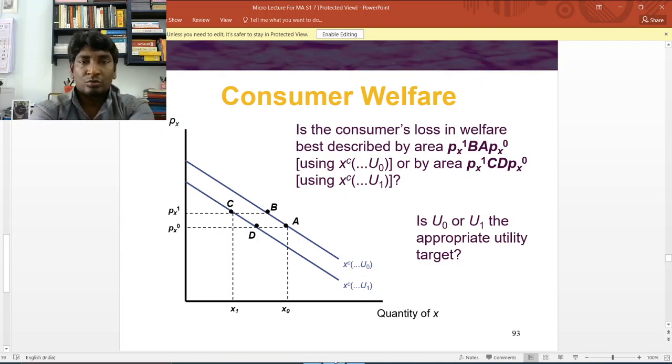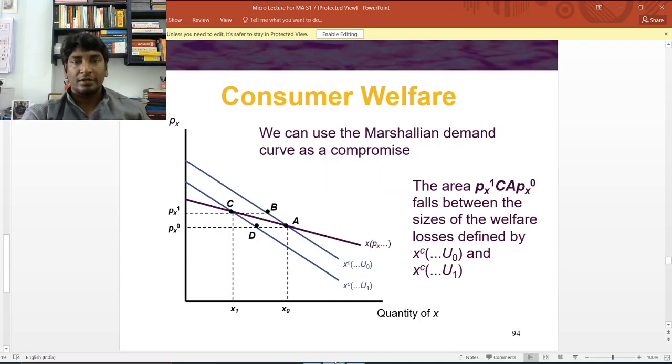So in these two cases, that is the key thing. In two compensated variations, you can understand that, and the area Px1 C D Px0 is actually called the surplus. Okay, so is U0 or U1 the appropriate utility target for an individual? That we need to really understand. So we can use the Marshall demand curve to see that.